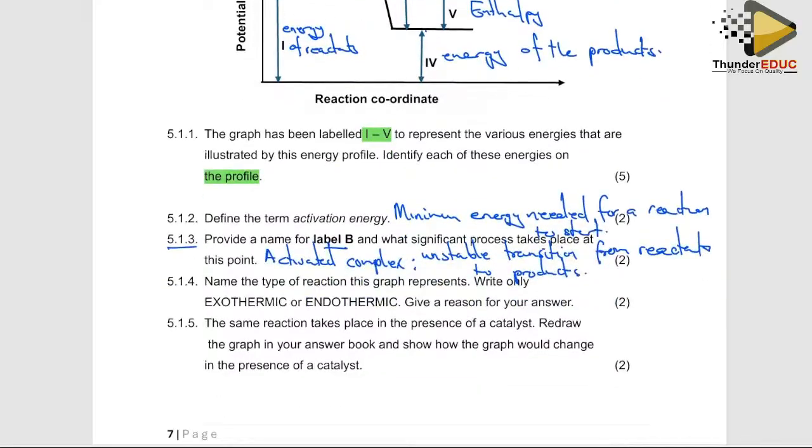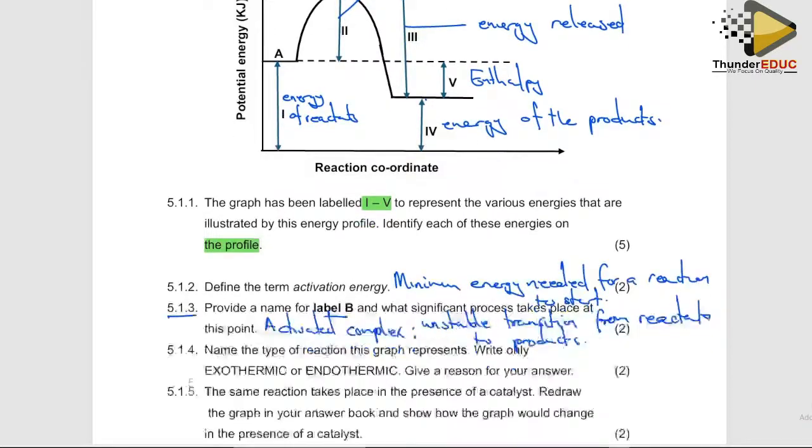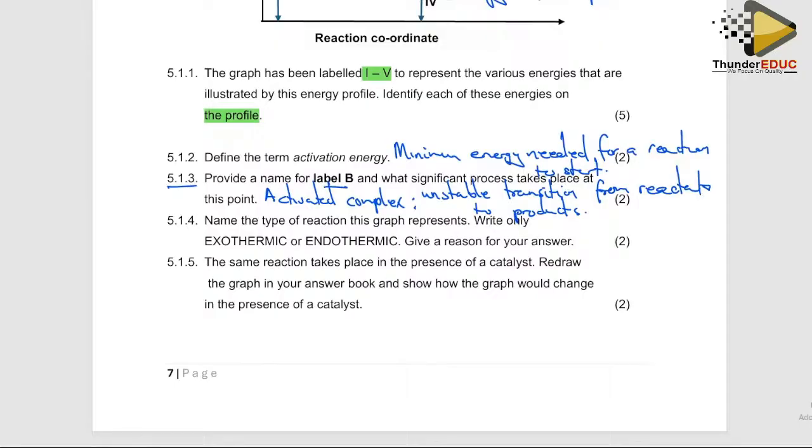It says name the type of reaction this graph represents, only exothermic or endothermic, and then give the reason for your answer. According to our graph, the energy of the products is less than the energy of the reactants. Therefore, our reaction is an exothermic reaction. So for 5.1.4, the answer is exothermic. For our reasoning, we're going to say delta H is less than 0.